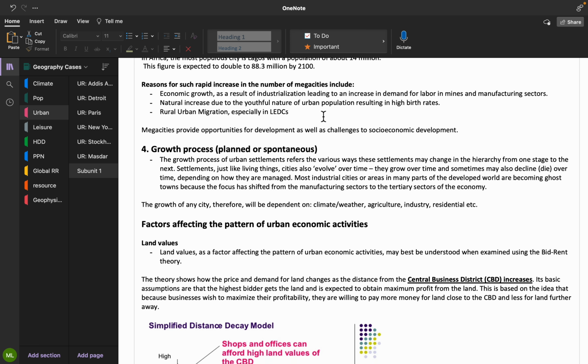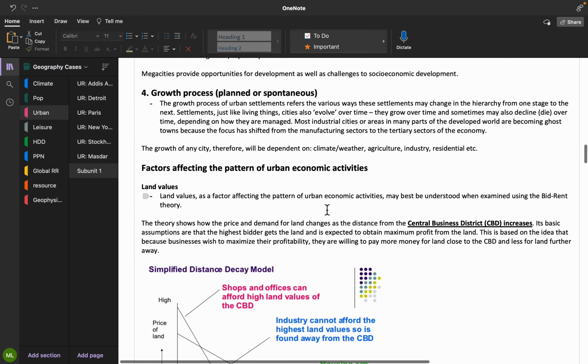Okay, so now let's talk about the reasons for such a rapid increase in the number of megacities. Economic growth, that is a given, as a result of industrialization leading to an increase in demand for labor in mines and manufacturing sectors. Natural increase due to the youthful nature of the urban population resulting in high birth rates, as I said before, and again, rural-urban migration.